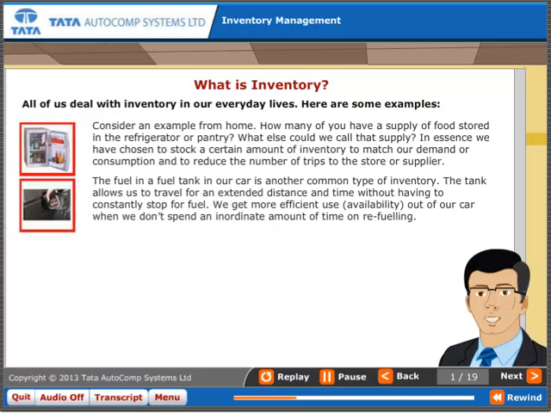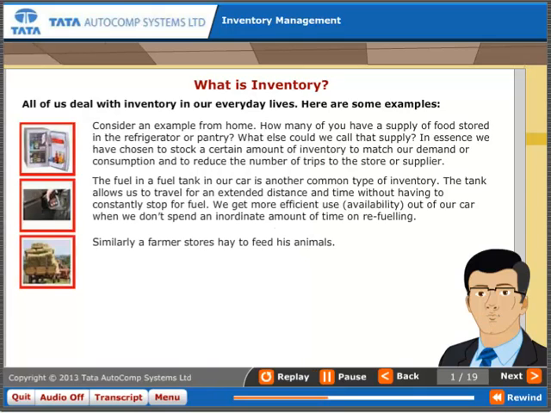The fuel in a fuel tank in our car is another common type of inventory. The tank allows us to travel for an extended distance and time without having to constantly stop for fuel. We get more efficient use and availability out of our car when we don't spend an inordinate amount of time on refueling. Similarly, a farmer stores hay to feed his animals.